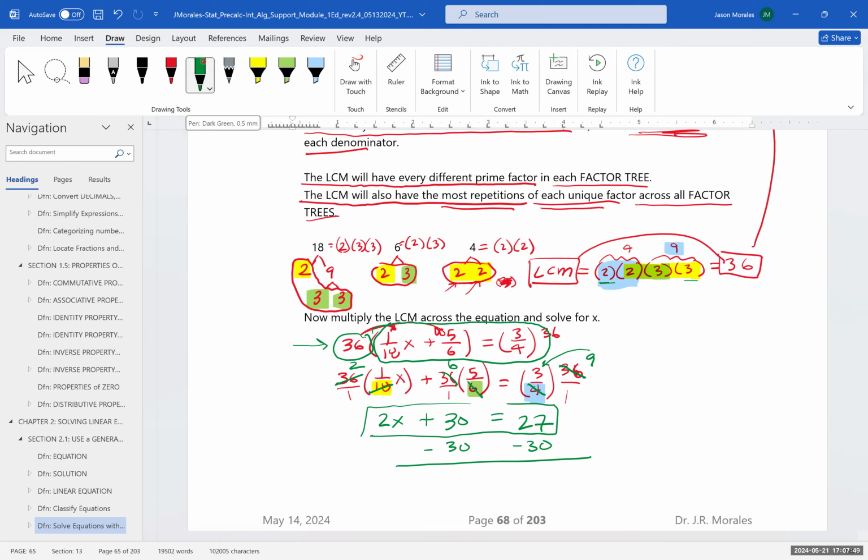So that will add up to 0. And 27 minus 30 is going to be minus 3. Divide both sides by 2. And x is equal to minus 3/2.